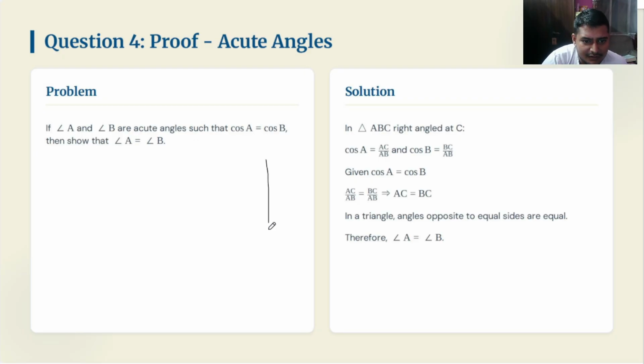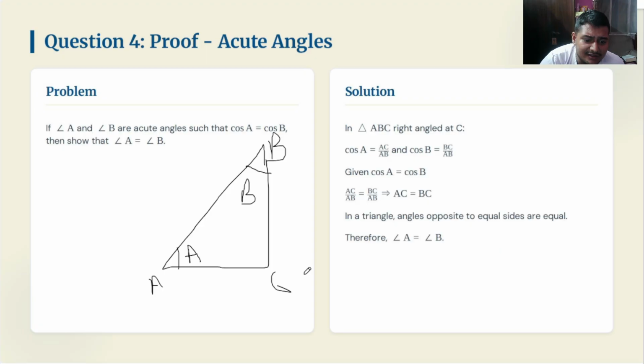Now, to understand this question, here A and B are acute angles such that cos A equals cos B. We have to prove angle A equals angle B. So now this is angle A, this is angle B. So it is A, this is B, and this is C. The triangle is right angled at C.